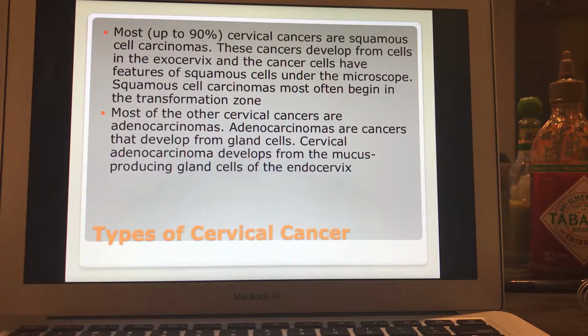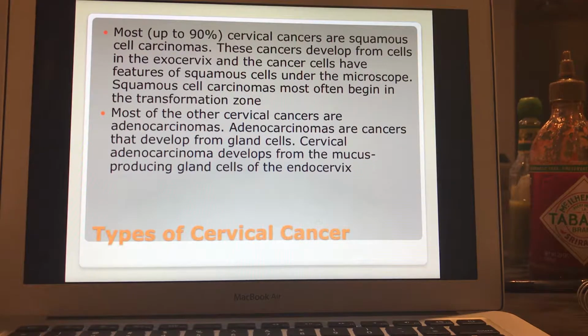adenocarcinomas. Adenocarcinomas are cancers that develop from gland cells. Cervical adenocarcinoma develops from the mucus-producing gland cells of the endocervix. Adenocarcinomas seem to be more prevalent in the past 20 to 30 years. Less commonly, cervical cancers have features of both squamous cell carcinomas and adenocarcinomas. These are called adenosquamous carcinomas or mixed carcinomas.